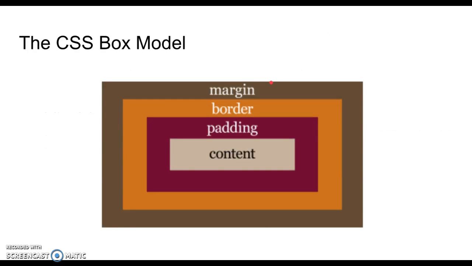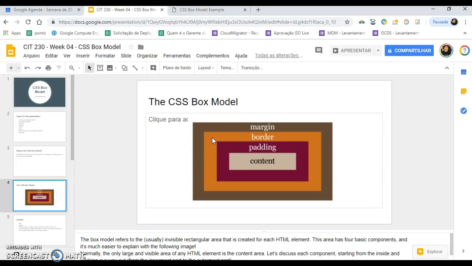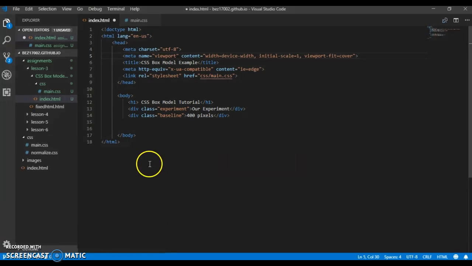And to finish, we're going to take a look at a few examples about the application of the CSS box model that we talked about before. For this example, I've created an HTML file, which is called index.html, of this box model example. You can see it's really simple.